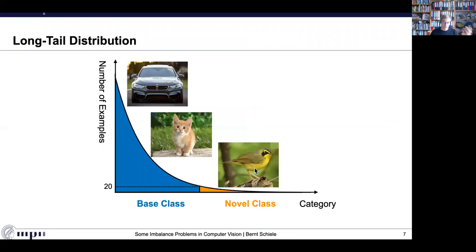The terminology I'm going to use for the first part of the talk is that for the base classes, we're assuming we have a reasonable amount of data, right? That's 20, 100, or even 1,000 training samples per class. Then we have something like novel classes, where we have either very few samples, like 1, 5 or so, right? And then zero-shot, we have no training data whatsoever, right? So that's the extreme case of this long tail distribution problem.